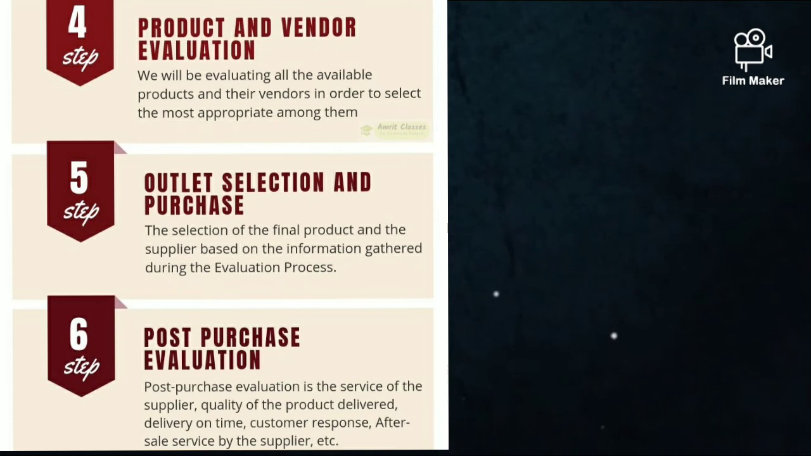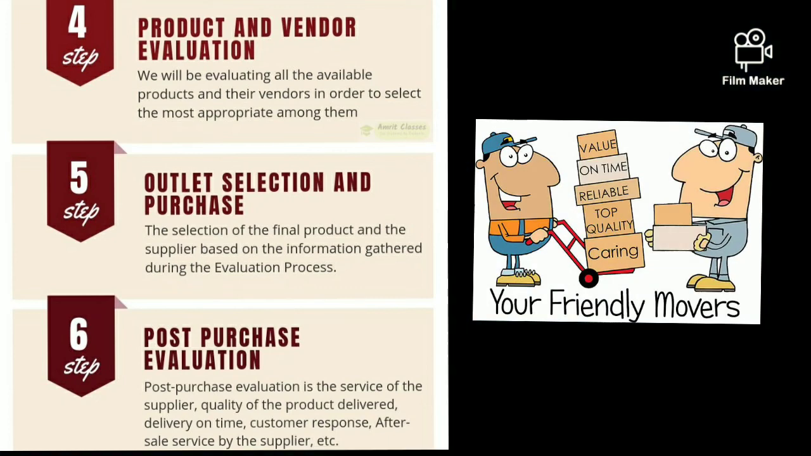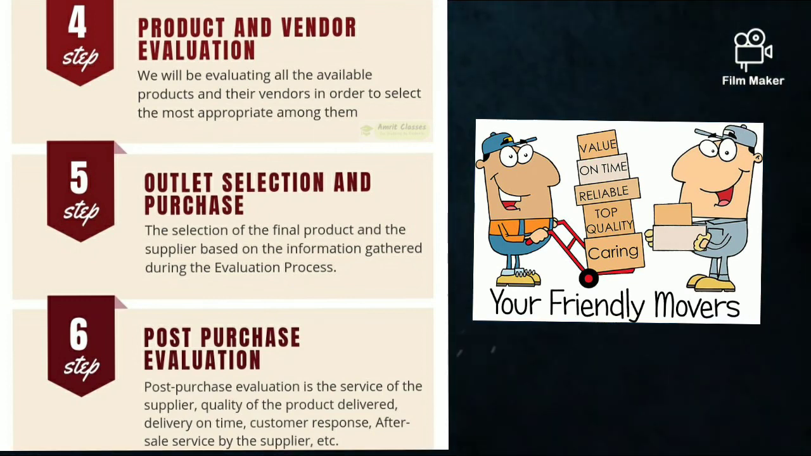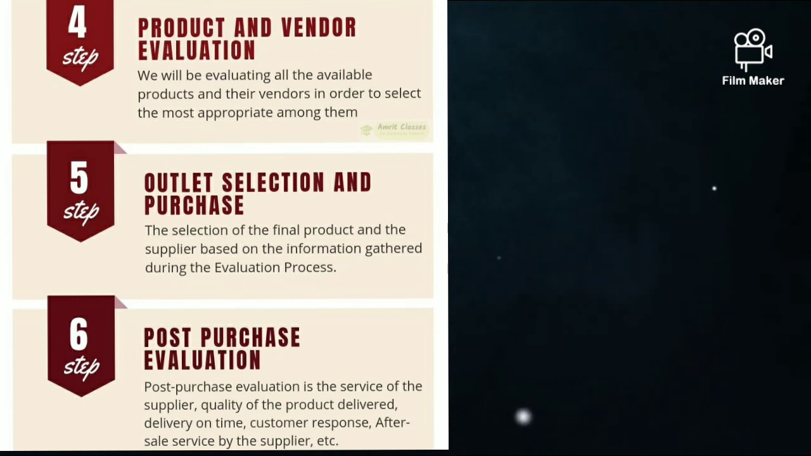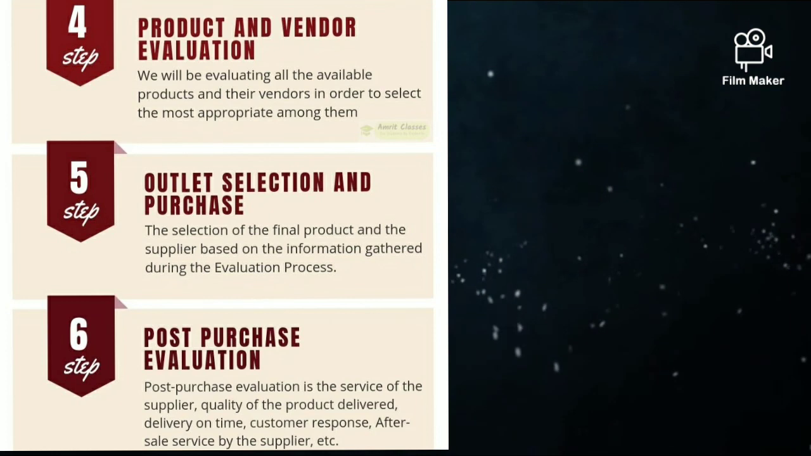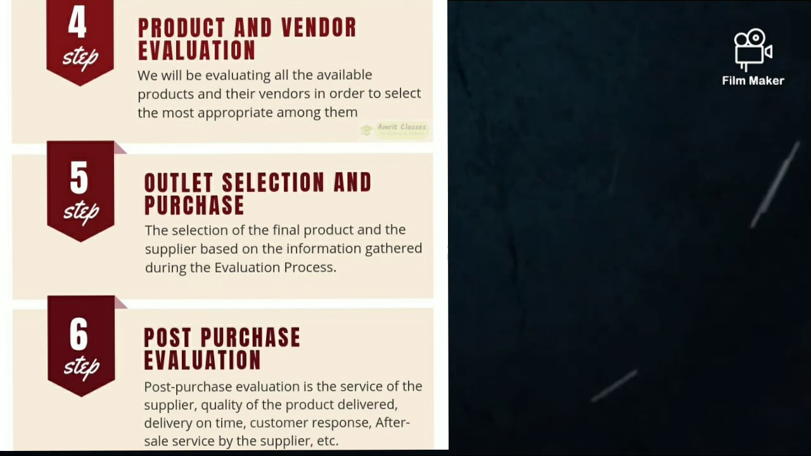The next step is product and vendor evaluation. In the last step, we made the list of all the available vendors who can provide for us at different times. Now it's time to evaluate all the available products and vendors and select the most appropriate among them. We will evaluate on various parameters how the suppliers can suit us, such as product quality, price, warranty, credit availability, reliability, cost, and the reputation of the suppliers.